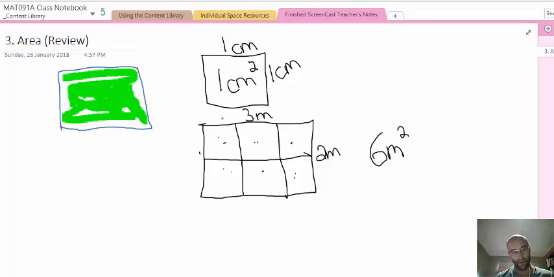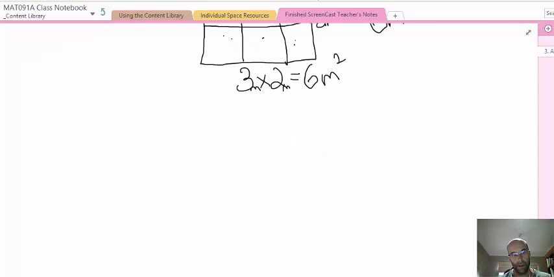We have another way of finding that. The area of a rectangle is the length by the breadth, which would be in this case 3 times 2, which is meters times meters. So we have 6 square meters. So area is something that's two-dimensional in nature, and we have squared units.